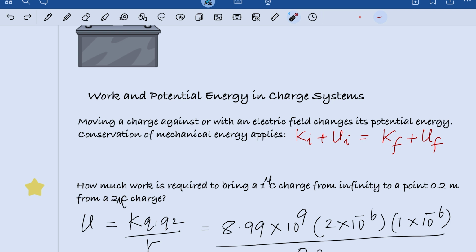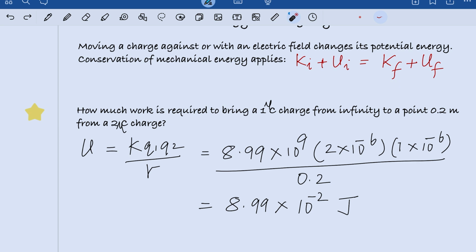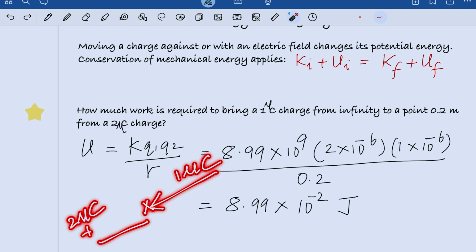So here is another worked out example. How much work is required to bring a 1 microcoulomb charge from infinity to a point 0.2 meter from a 2 microcoulomb charge? So you start from very far away and you're bringing this 1 microcoulomb and situating it 0.2 meter away from a 2 microcoulomb charge. So the 2 microcoulomb is here, and you're bringing the 1 microcoulomb from very far off, and then you're ending it there. So this distance is 0.2 meter.